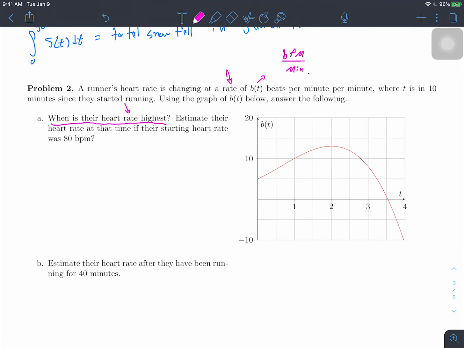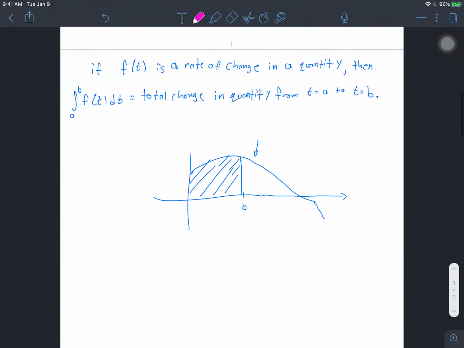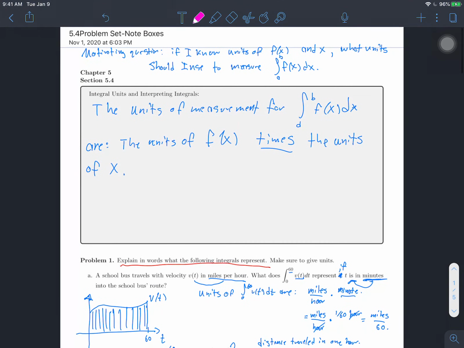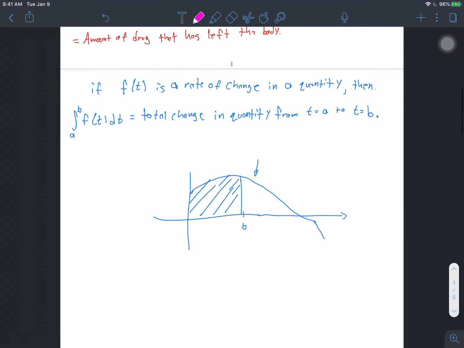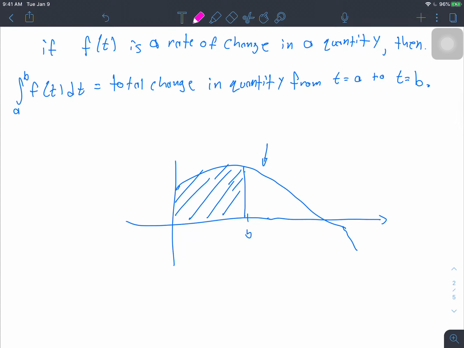Because if you remember, we had a note box on this note set which said, here it is: if a function is a rate of change in a quantity, then the integral from a to b of f of t dt is the total change in quantity from t equals a to t equals b. So the area under the curve is going to represent accumulated change. That's what we should be thinking going into this problem.